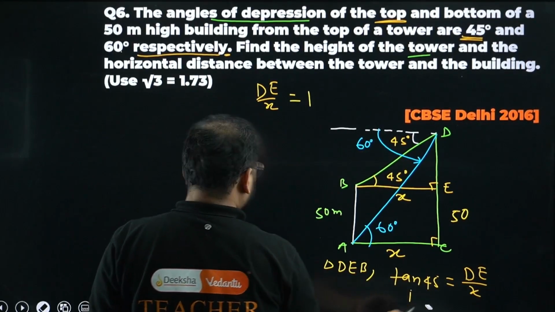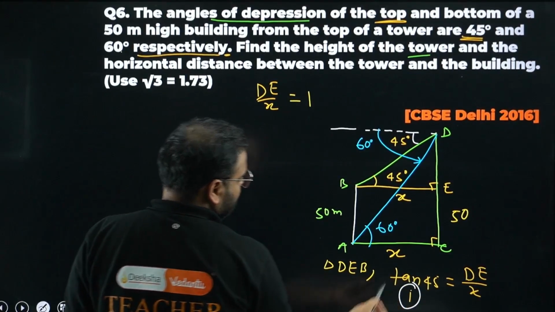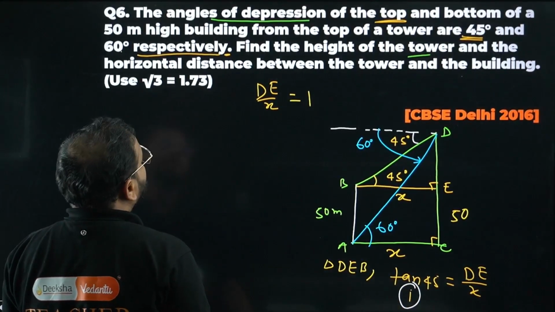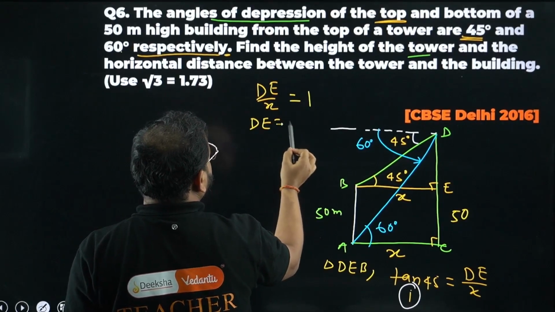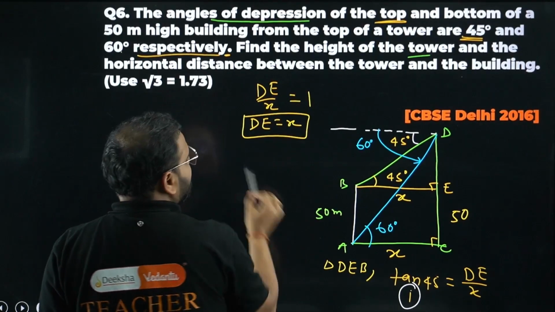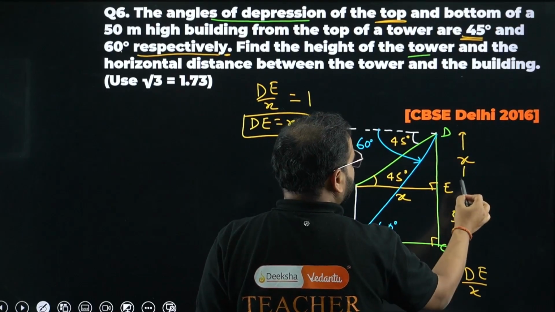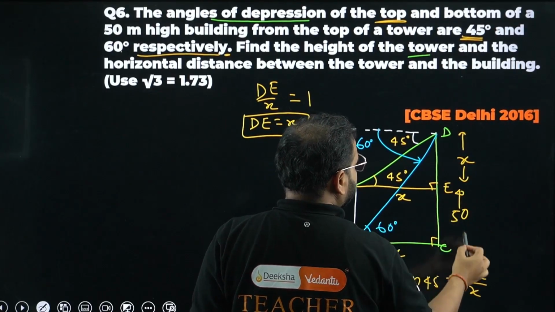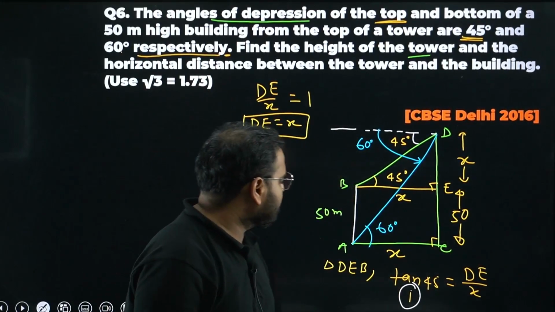Okay. Yeah, this is 1. So what I'm getting from here? I'm getting D equals to X. So right here, this D value is coming as X. This 50 is from here to here again. Great. Is this clear now? Figure clear now? Please check.